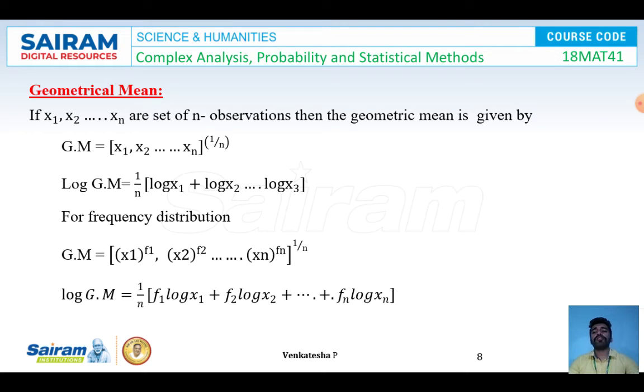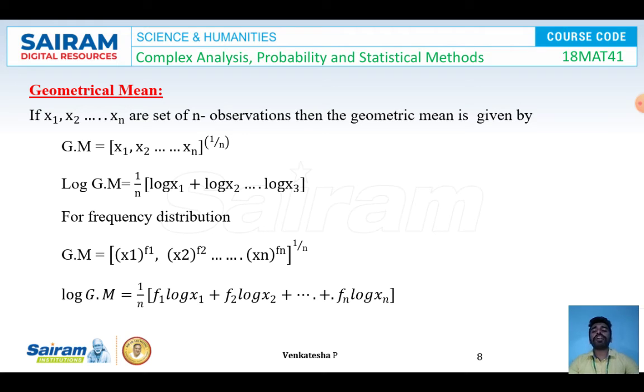Geometrical mean. If x1, x2, etc. xn are set of n observations, then the geometrical mean is given by geometrical mean is equal to x1, x2, etc. xn whole power 1 by n. Now applying log on both the sides, I'll be getting log of geometrical mean is equal to 1 by n log x1 plus log x2 etc. log xn. So this formula we got by using log of AB formula and log of x power n formula.